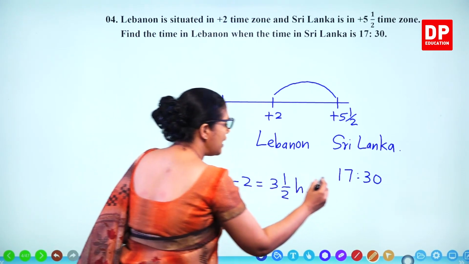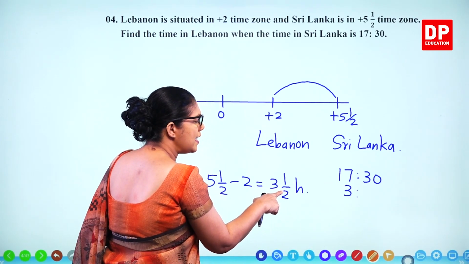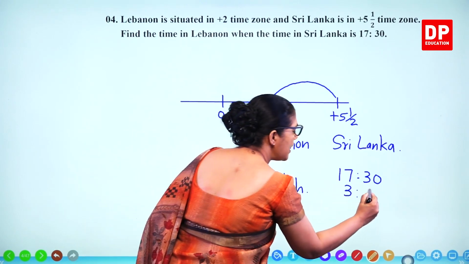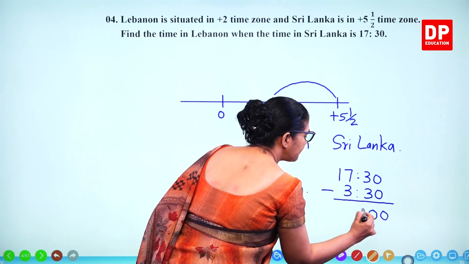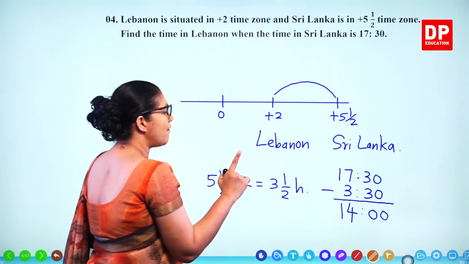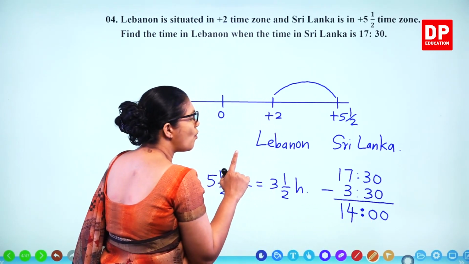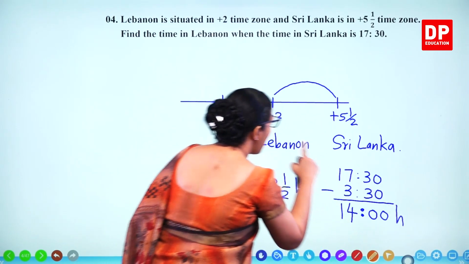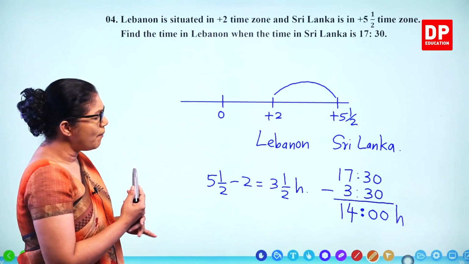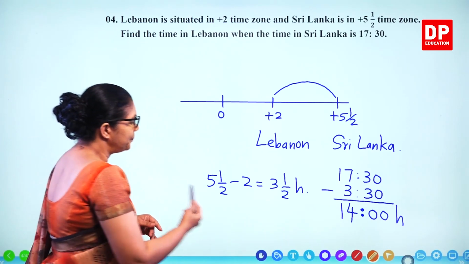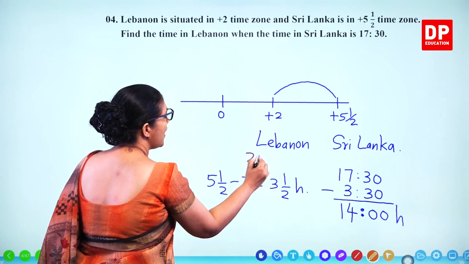So how do you write 3.5? You can write 3:30. Half an hour means half of 60, 30 minutes. 3:30. When you subtract, you get 14:00. So put a colon there. 14 hours is the time in Lebanon. When you write it in the other form, that's 2 p.m. So you get 2 marks for that.